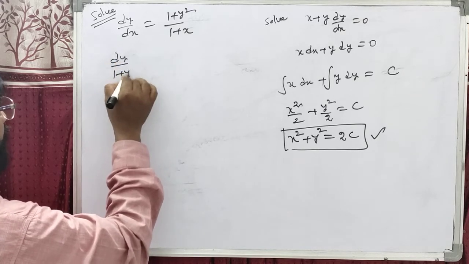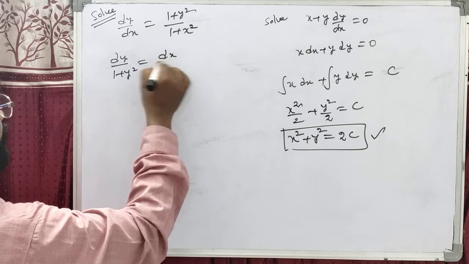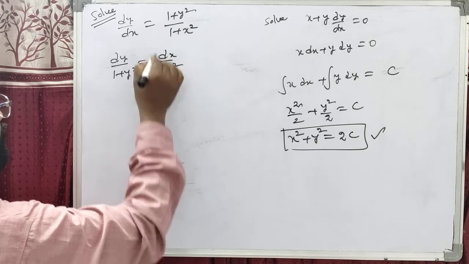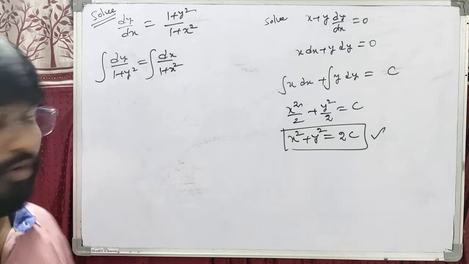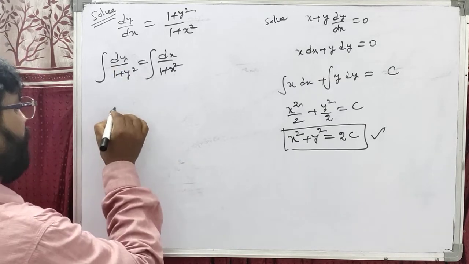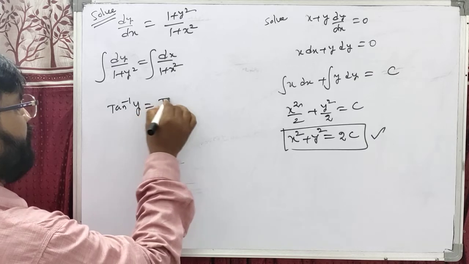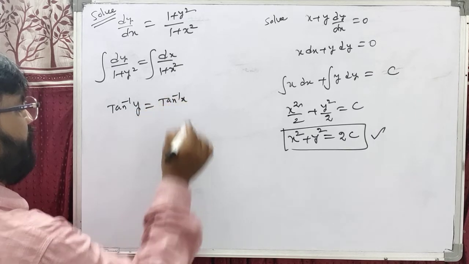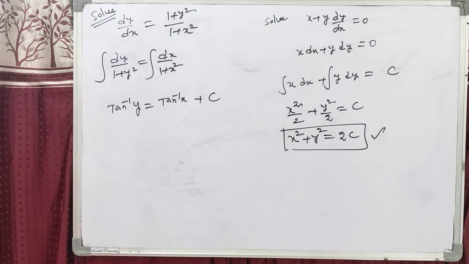dy by 1 plus y square equals dx by 1 plus x square. Dear students, apply integrals on both sides. Okay students, the integral of 1 by 1 plus y square is tan inverse of y, and this is tan inverse of x. Similarly, we have to take the constant c. Okay students, do you understand?